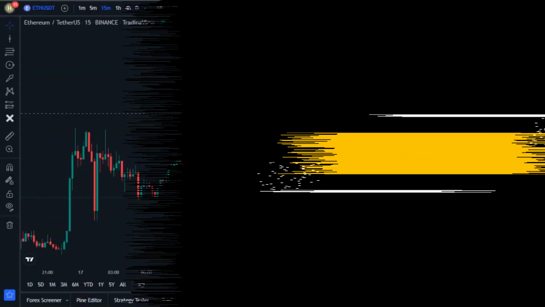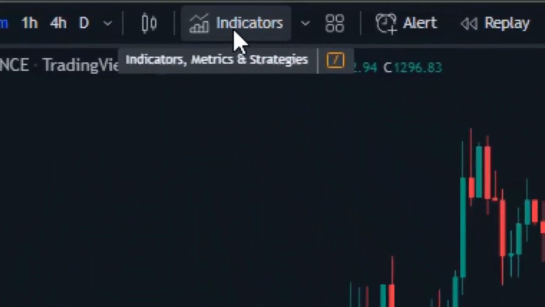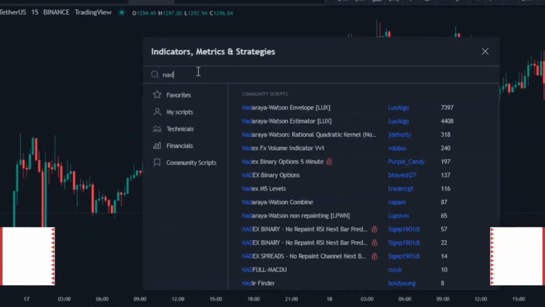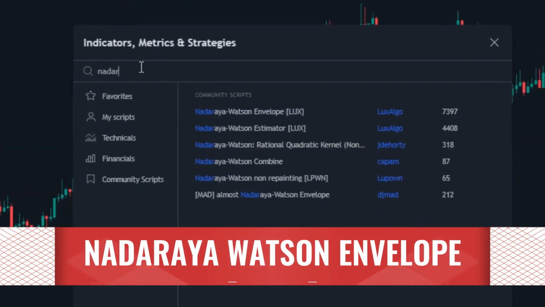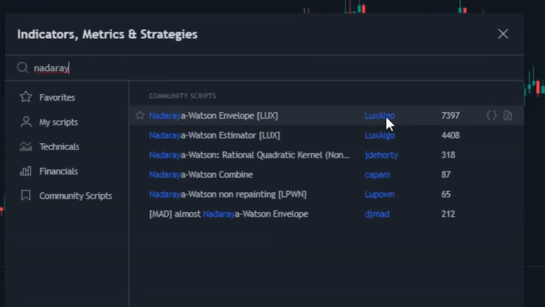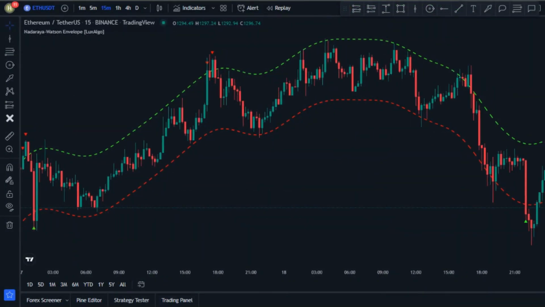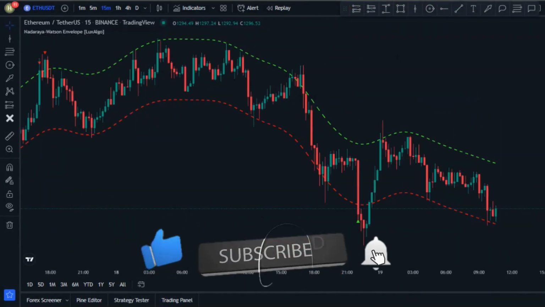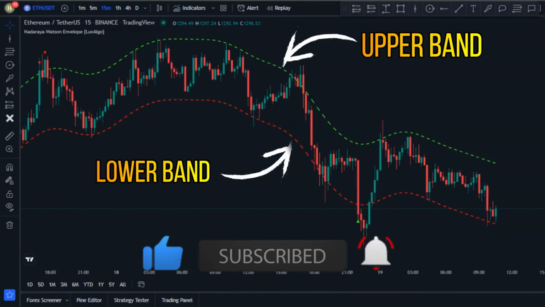So to add the indicator, click on the indicators at the top of the TradingView platform, and then in the indicators window in the search area, search for Nadaraya Watson Envelope by LuxAlgo, this one. So click on it to add it to the chart. This is how the Nadaraya indicator looks on the chart. This indicator consists of two bands, an upper band and a lower band.